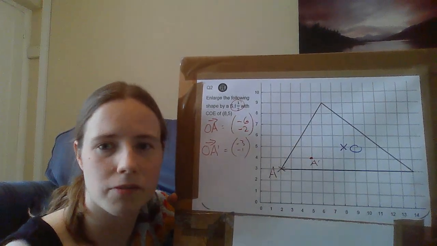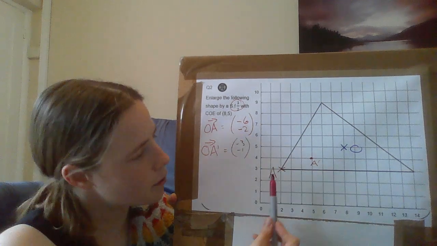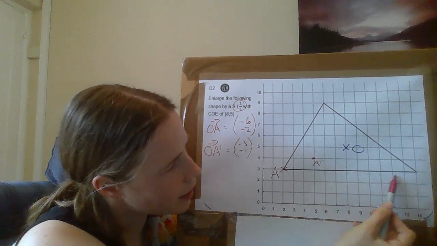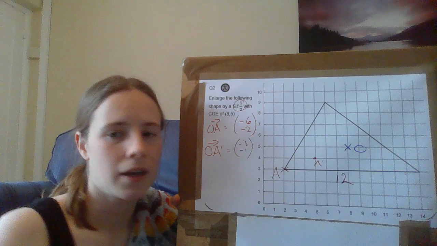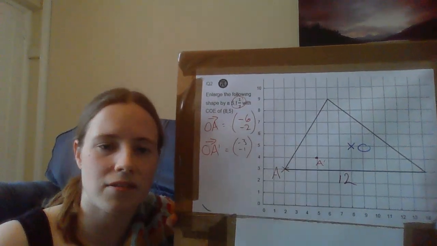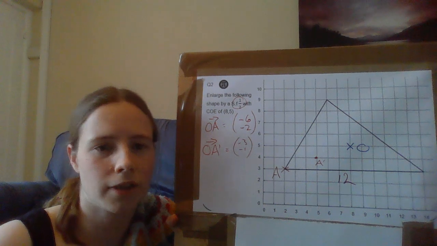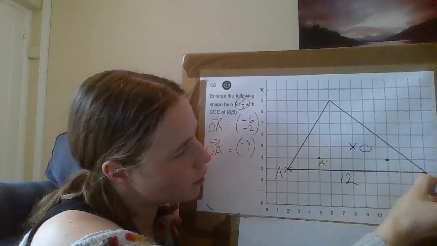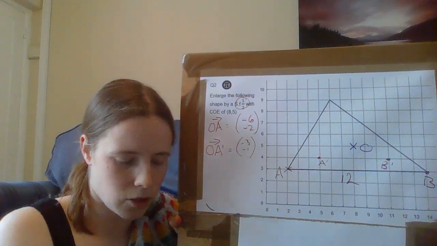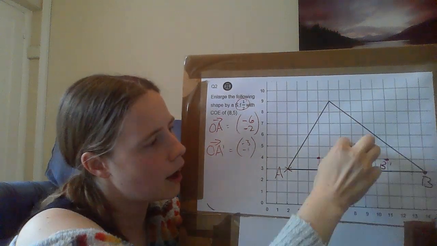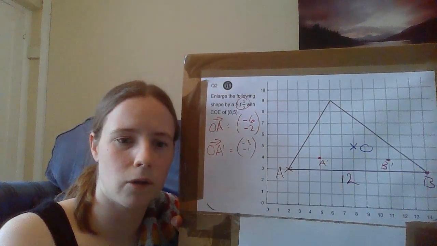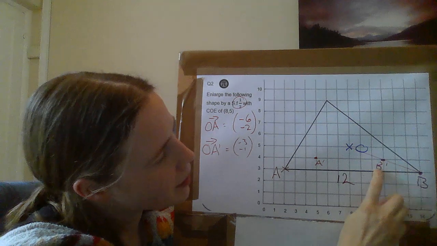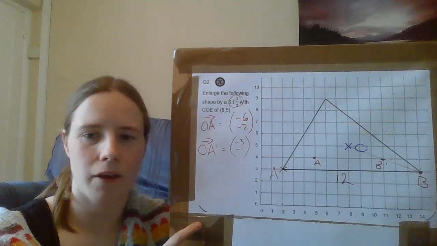For the next point, I'm going to find it using the lengths. This length along the bottom of the triangle is 1, 2, 3, 4, 5, 6, 7, 8, 9, 10, 11, 12. It's a length of 12. Now, when I'm doing a scale factor of 1/2, the lengths are going to halve. So instead of a length of 12, I should get a length of 6. 1, 2, 3, 4, 5, 6. And that should be the new point B. To check it, I'm going to draw a ray line from O to B, and I'm hopefully expecting my B dash to be halfway along that line. Okay, so I've drawn my ray line on, and you can see that B dash is exactly halfway along that line from O to B.